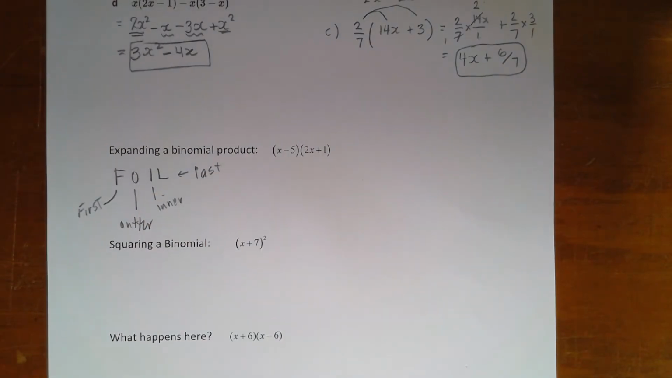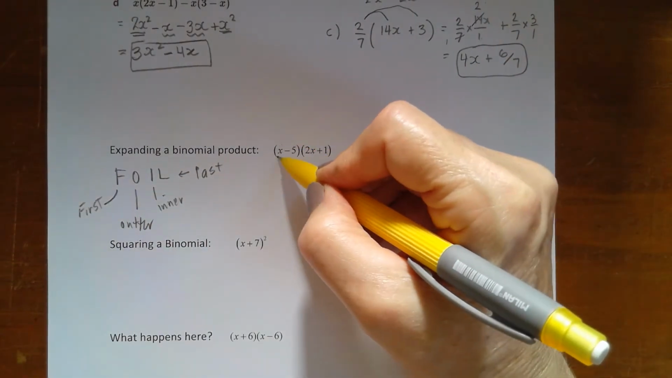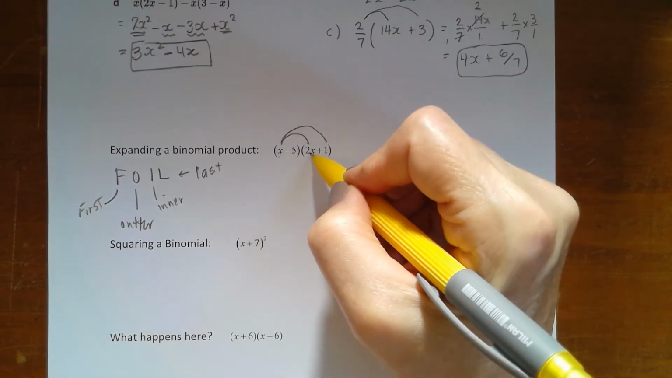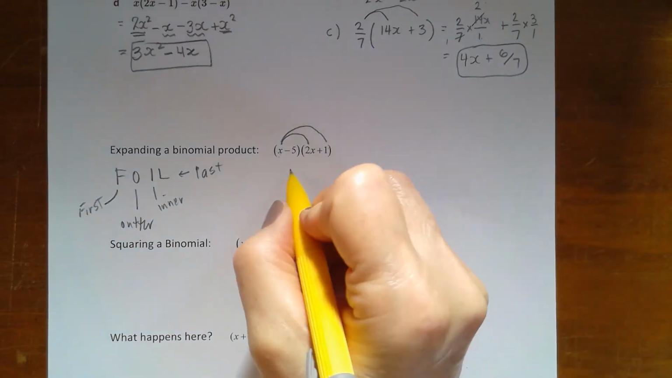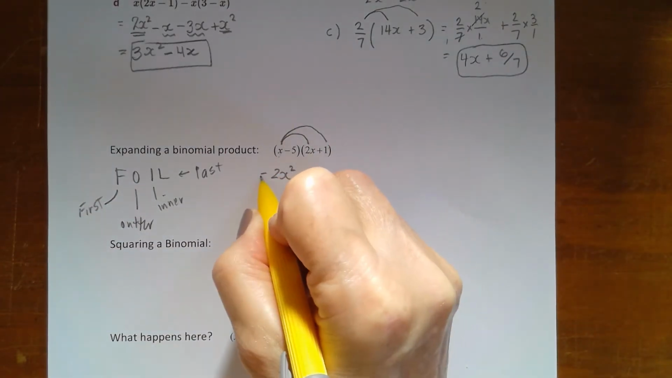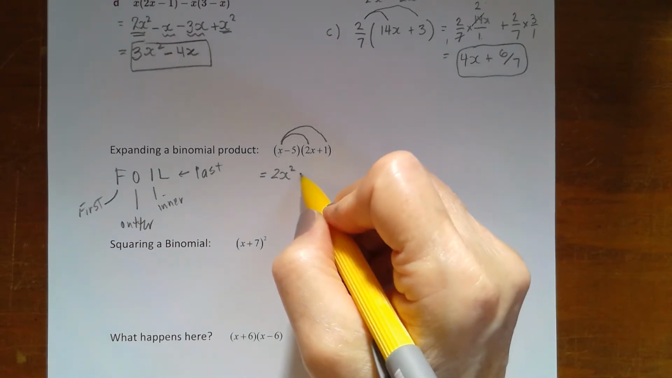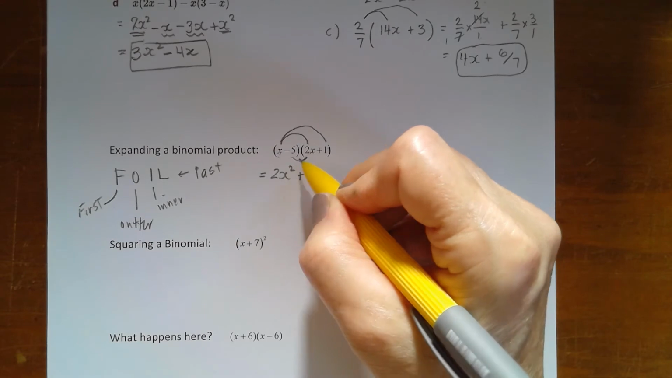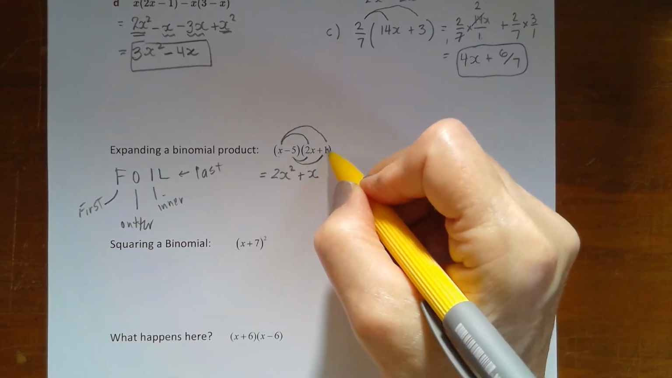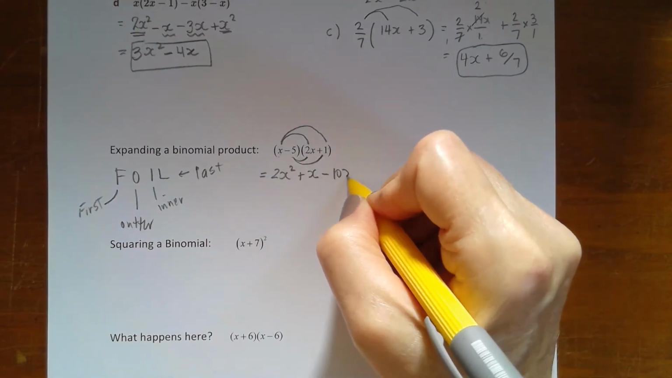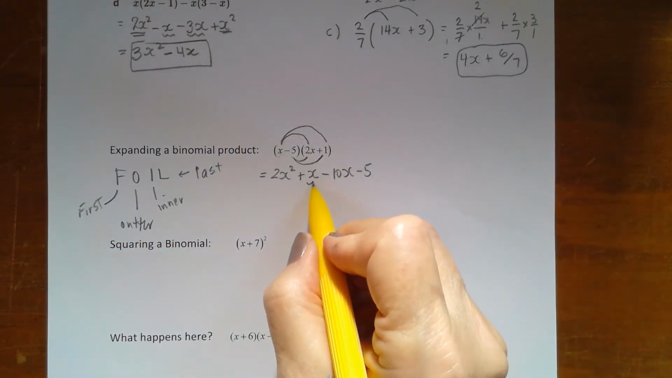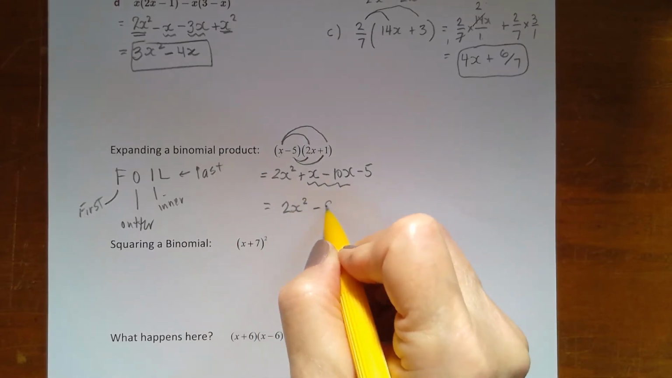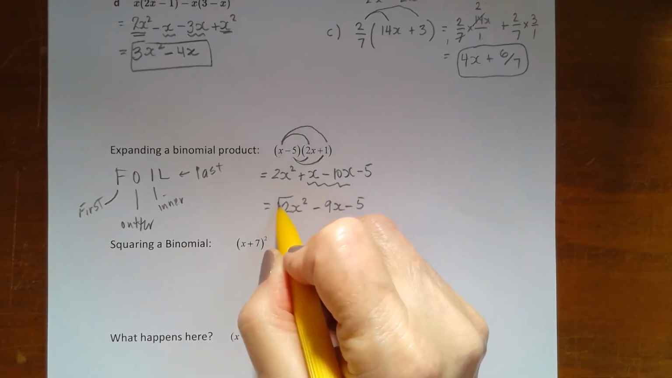Or you can just think of it like this, that when I multiply this x, I multiply it by both of these. That's the first two terms and the outer terms. So that gives me 2x squared, and that times that gives me plus x. Now I'm going to do the -5 times both of these. That's the inners and the last. So that's -10x minus 5. I can usually combine these middle terms, not all the time, but usually I can. So I need to look for combining. Make sure you can get that answer.